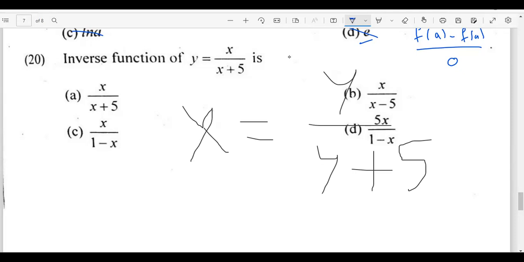Yes, Alina, you can tell me the answer if you were able to do it. Okay. Take -1 common. So is it 5x? Is the answer D? Yes, the answer is D. Very good. Okay.